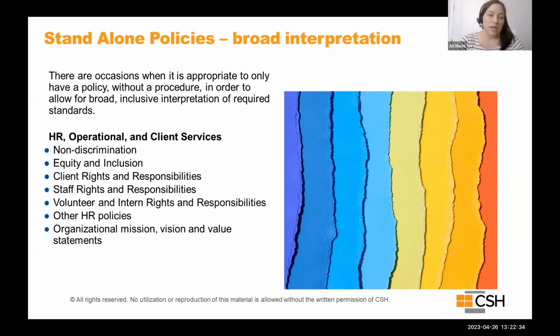Some of the policies might not require specific procedures to go with them, and these would be called standalone policies, and they're purposely left to some more broad interpretation. You can read the list of those, but the idea is that you have an end goal, like promoting equity and inclusion, and there might be a variety of strategies that you're using to get to that, but you might have some specific policies related to your HR department that you want to have written and provided to everybody.